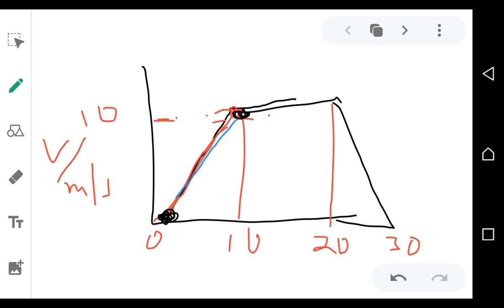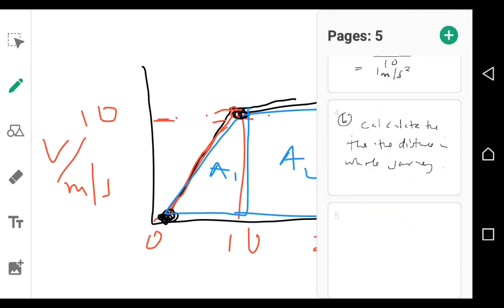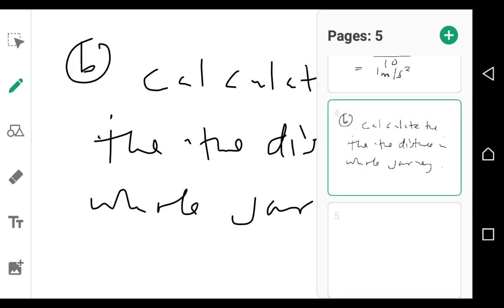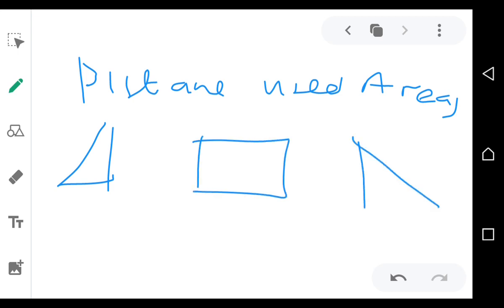So it will be the area of this triangle plus the area of that triangle plus the area of this triangle. This is area 1, this will be my area 2, that will be my area 3. I think I explained when calculating distance, you use areas. So calculate the distance of the whole journey. For distance, I use areas. Okay, so area of the first triangle, and then there's a rectangle, and then at the end there's a triangle like this.